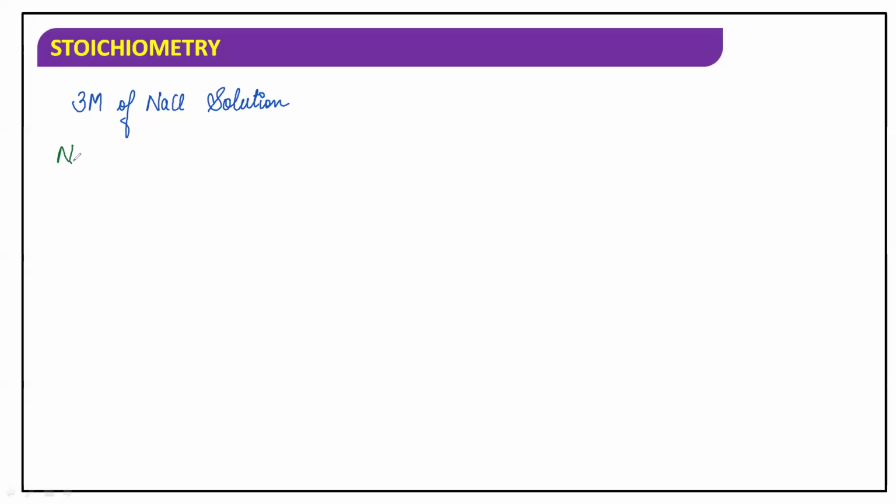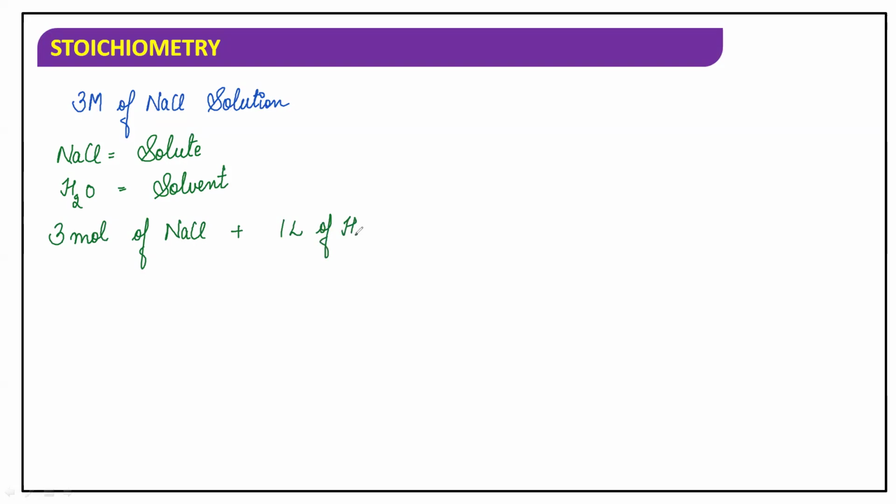I can make out that NaCl is my solute, correct? Your solvent is water. Are you understanding till here? Now it is written that 3 molar NaCl solution. It means that 3 moles of NaCl is dissolved in 1 liter of water. That is what it means.